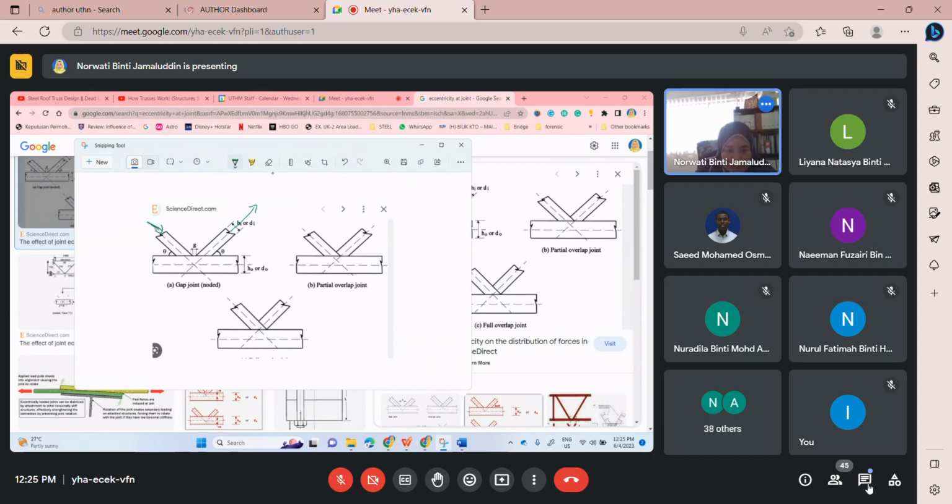Okay? If you have eccentricity, let's say you have a gap here, like this. This is E, eccentricity. So moment is equal to load N times E. Okay, so this member will create moment. We call it a nominal moment. There's also moment here. That's how you can get moment.